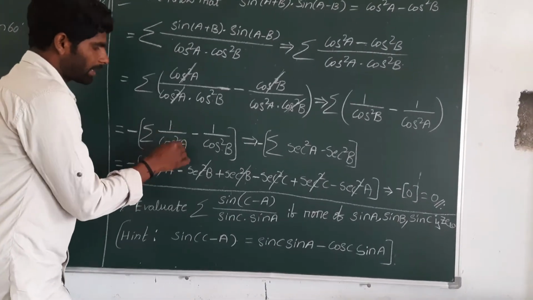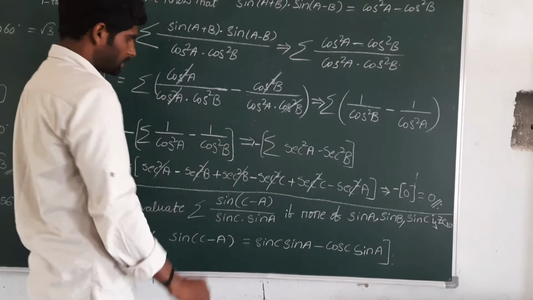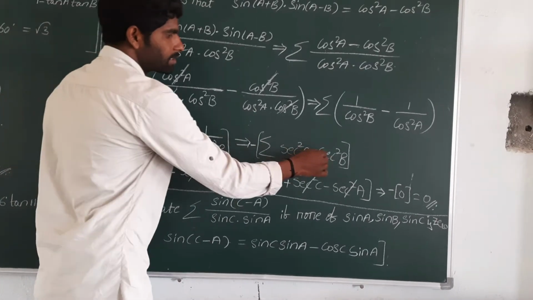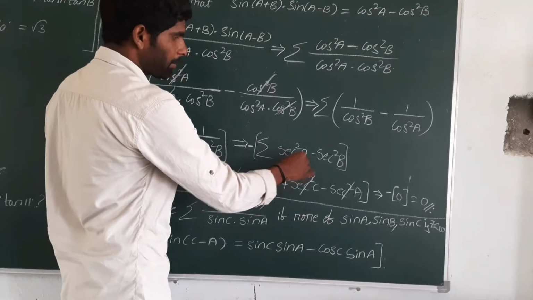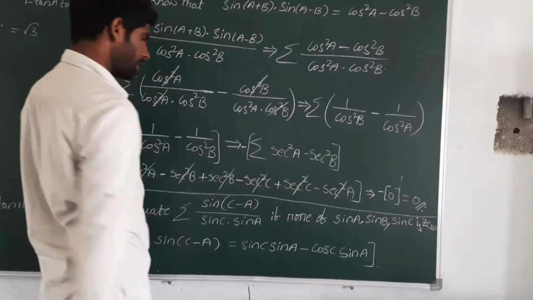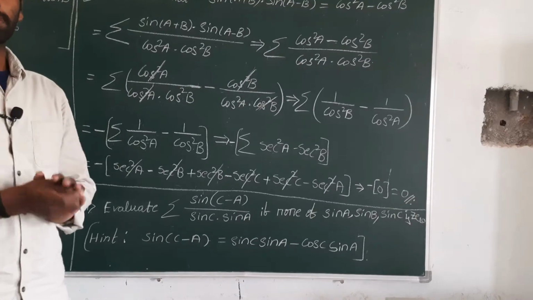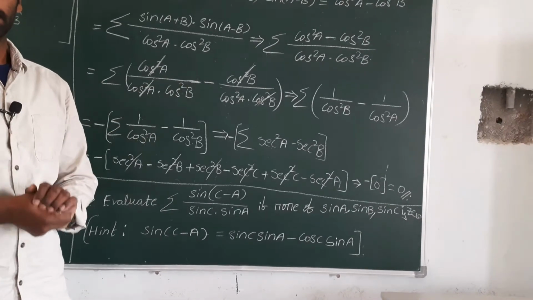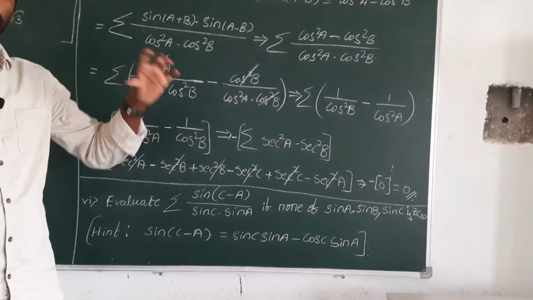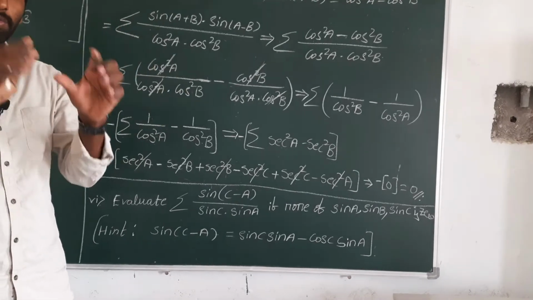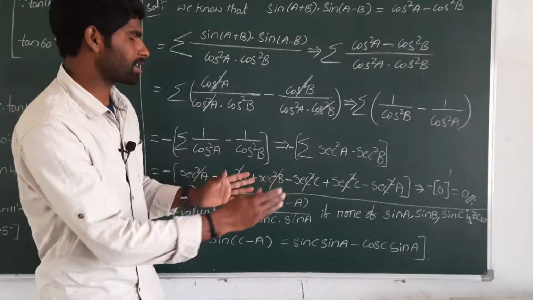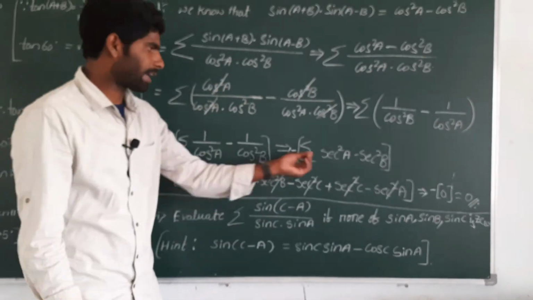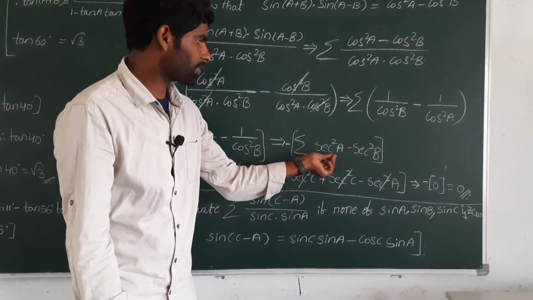1 by cos is nothing but secant, 1 by cos B is nothing but secant square B. So minus of summation secant square A minus secant square B. We know that summation is nothing but expansion. The largest term we can write in the small term, as usually we use the summation. So this is the largest term that we have to compress like this: summation of secant square A minus secant square B.